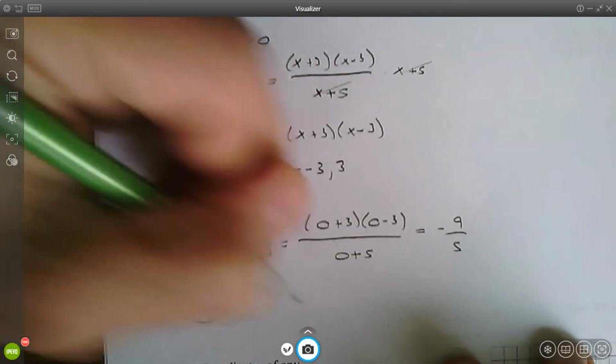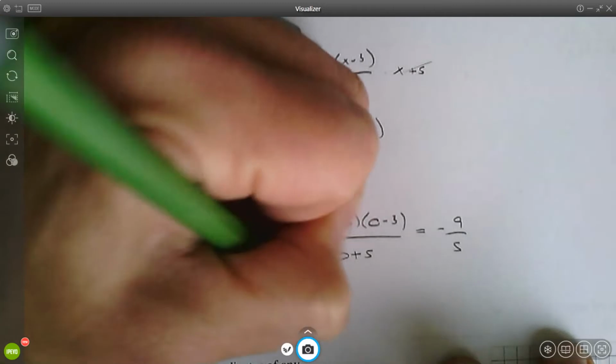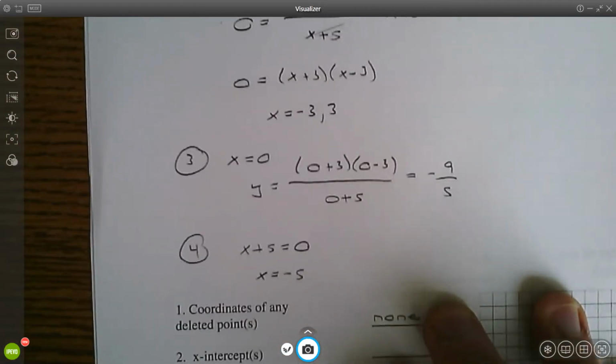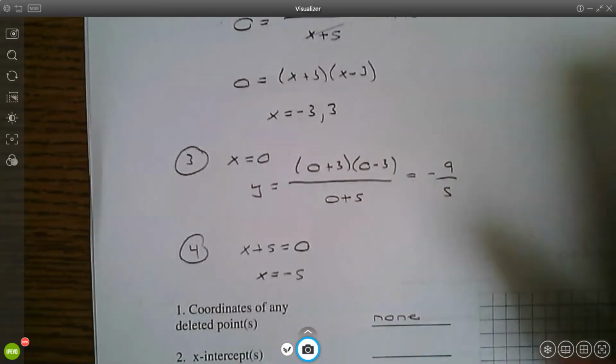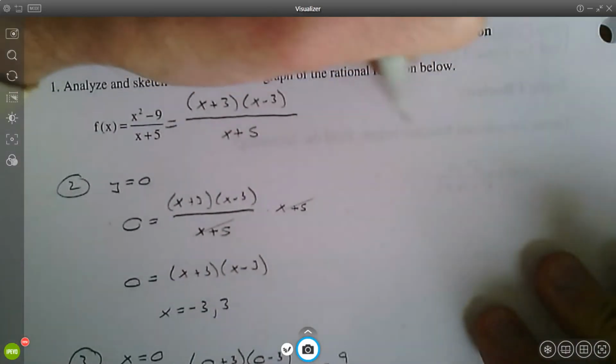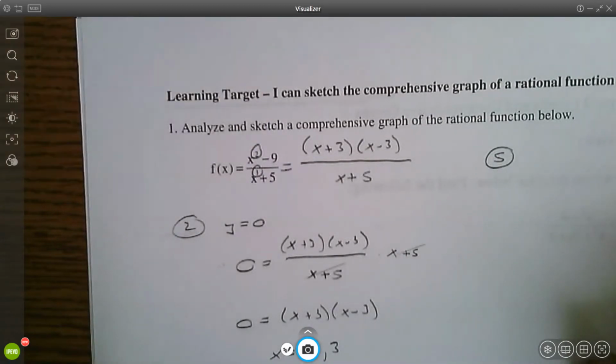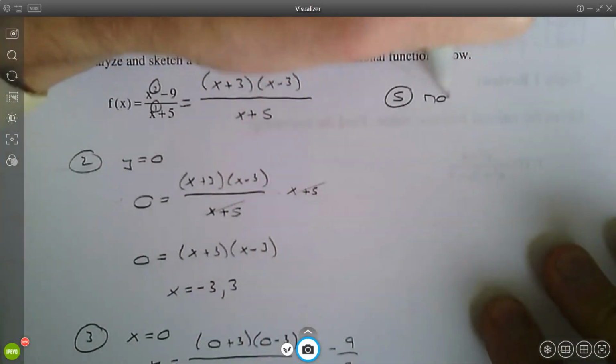Vertical asymptotes, set your simplified denominator equal to 0 and solve. It's just that x plus 5 equal to 0 and solve. Horizontal asymptotes, the degree of the numerator, 2, is bigger than the degree of the denominator, 1, so there's none.